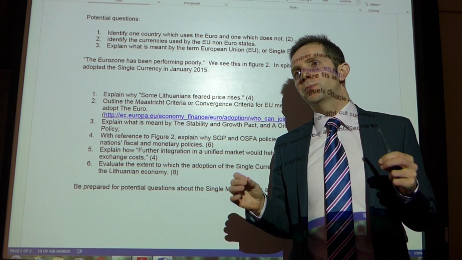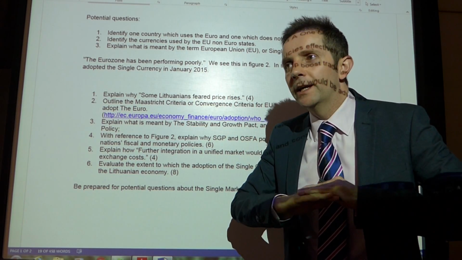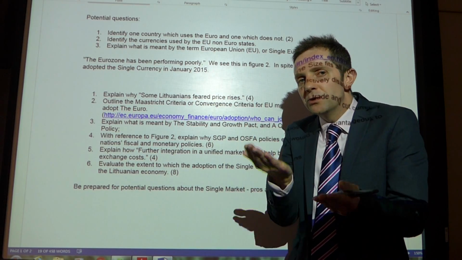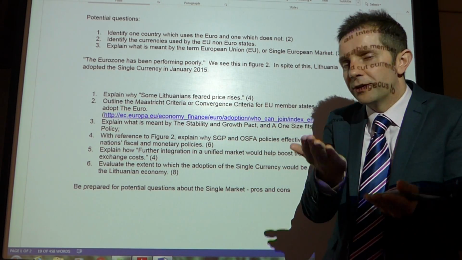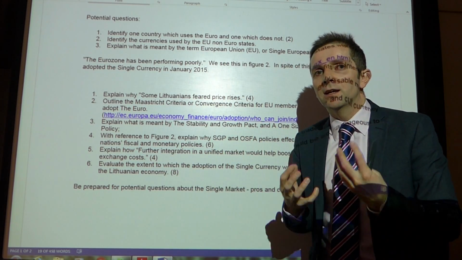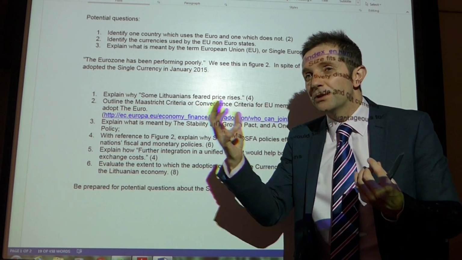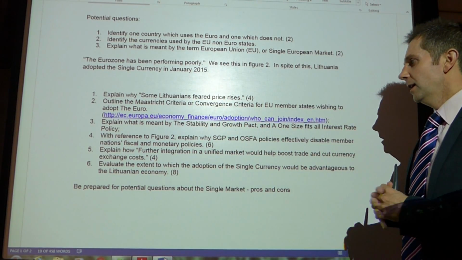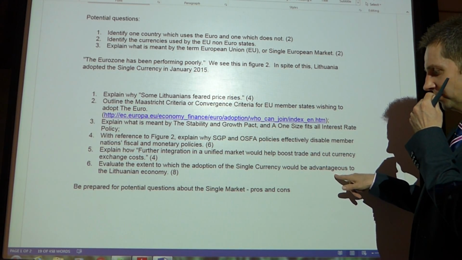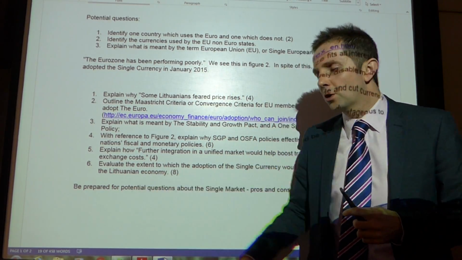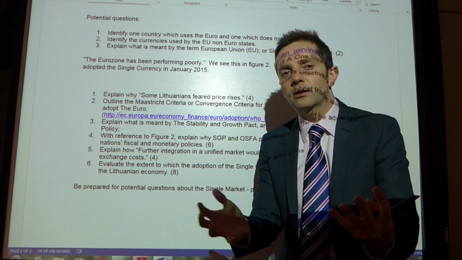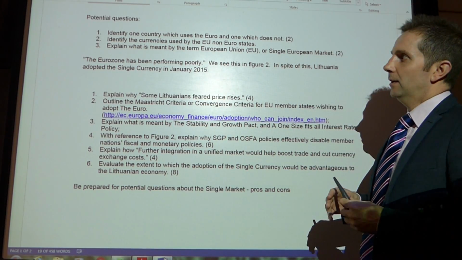So trade is much more likely to take place on a Eurozone-wide basis when all economies are using the same currency, because we do not have these fluctuations against one another. The currencies are not fluctuating against one another. That promotes more stability, and with stability comes certainty, and hence comes trade. And then lastly, evaluate the extent to which the adoption of the single currency would be advantageous to the Lithuanian economy. So again, this is a discussion question. Outline all the pros, outline all the cons, then come to a judgment at the end of it.